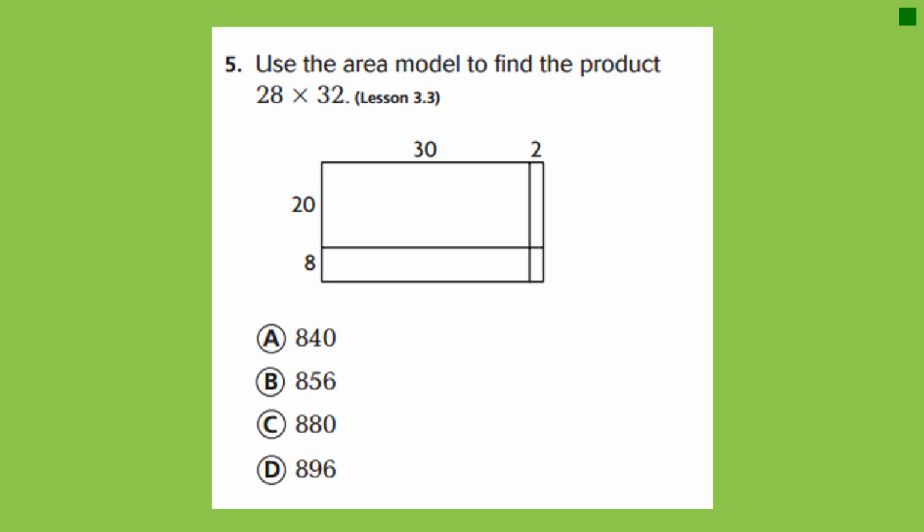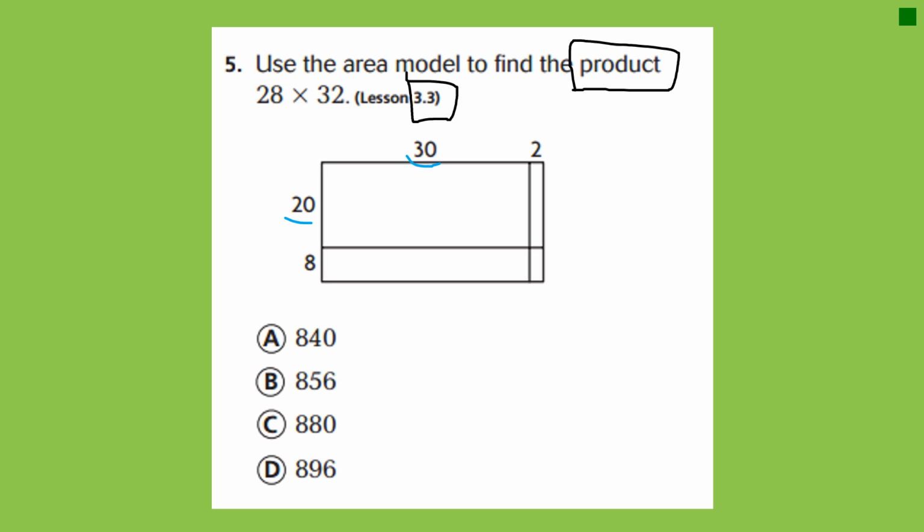All right, so now we are down at number 5. If you look at number 5, this is from all the way back, chapter 3, lesson 3. It's back to multiplication, just so you don't forget how to do this one. It says use the area model to find the product of 28 times 32. Now you guys, I know you're going to be experts at this. So smart, right?